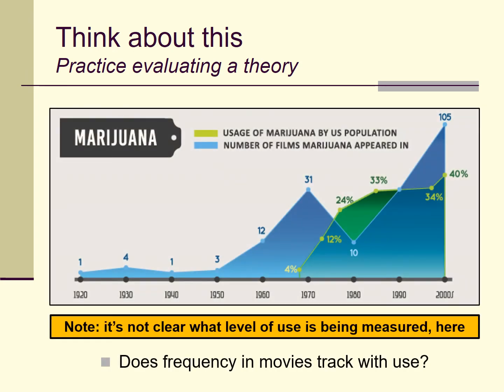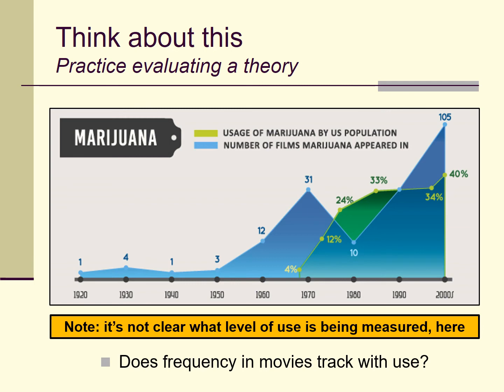Here is a graph from the New York Film Academy that looks at the usage of marijuana in the general population and the number of films in which marijuana have appeared in over the last century or so. A couple points about this graph. I actually don't like it very much because it's not clear to me what level of use is being measured, whether they are measuring daily use or occasional use. There's no y-axis on this graph, so it's a little bit difficult to know exactly what's being measured.